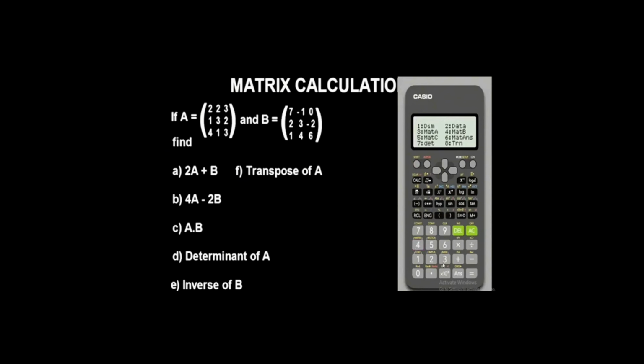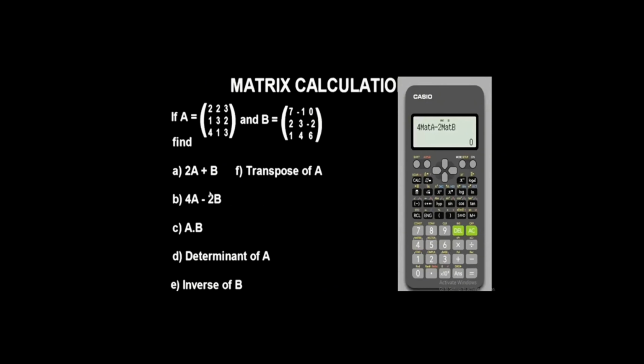Okay, Mat A, that's 3. Go to this place and put 4. Okay, go back to this place and put minus 2. Press shift, this button 4 again, for Mat B. So that's what we have here for the B part of the question.